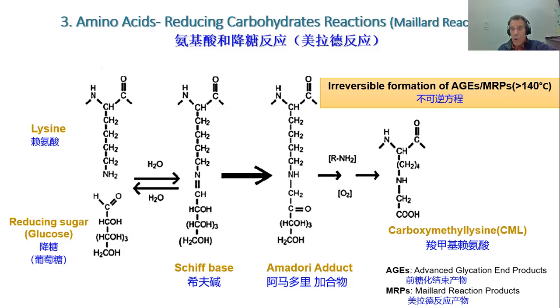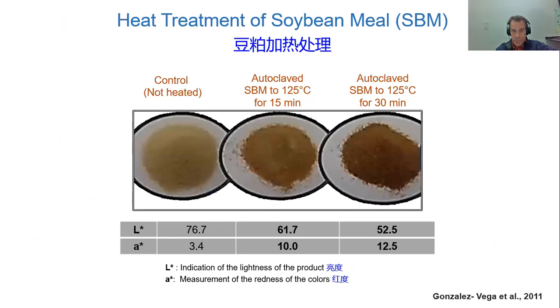Now it's involved in the formation of flavor in food. So it's an important reaction from a food chemistry perspective. But from an animal nutrition perspective, it's actually a bad series of reactions.